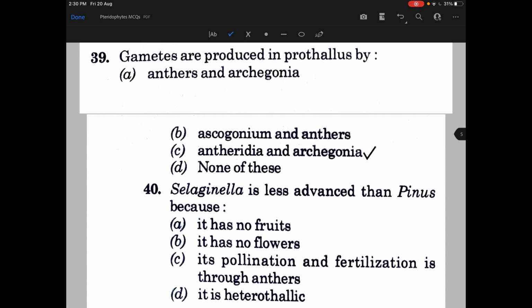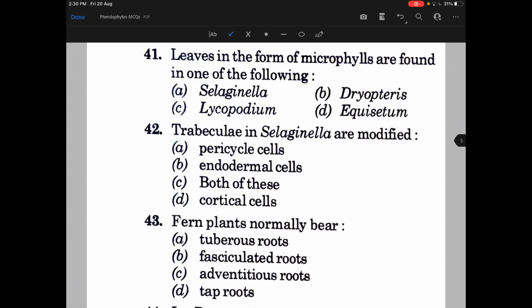Next, Selaginella is less advanced than pinus because of dash, and the answer is option C, that is its pollination and fertilization is through anthers. Leaves in the form of microphylls are found in one of the following. The answer to this is A, that is Selaginella.